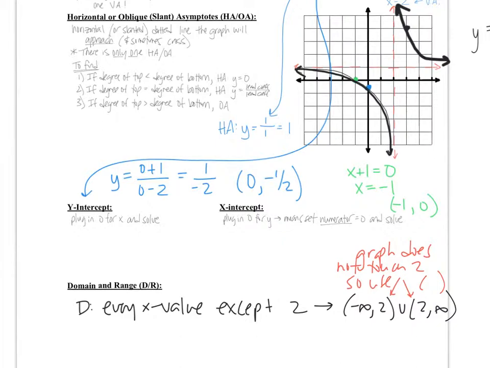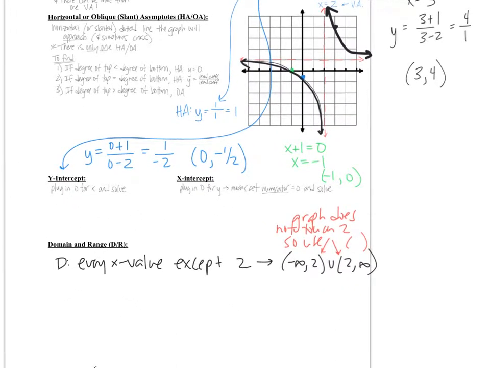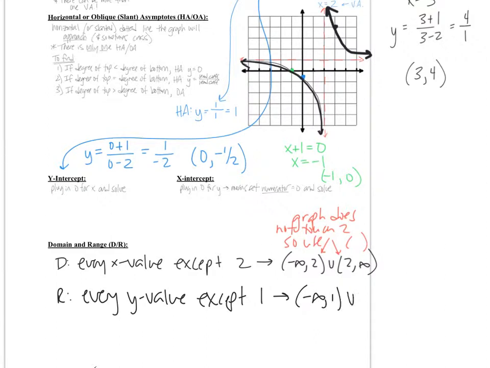So for the range, we're going to do almost the exact same thing. The range is all the y values except for, look at where the y equals asymptote is. So the range is every y value except 1. So that means negative infinity to 1 and 1 to infinity. Okay? So they're kind of like long problems.